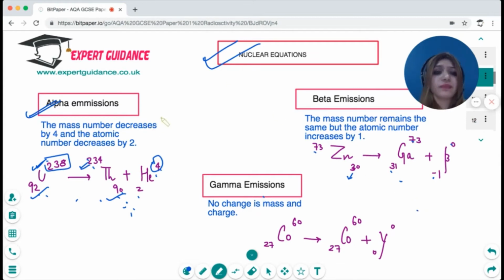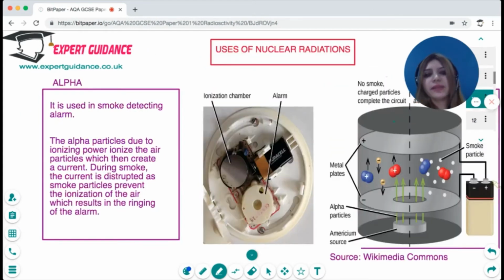So in the exam, they can give you the nuclear equation and ask you to find the missing element. For the missing element, work out the atomic number, come to the periodic table, and see what element that atomic number is. Now you should know the uses of nuclear radiation.